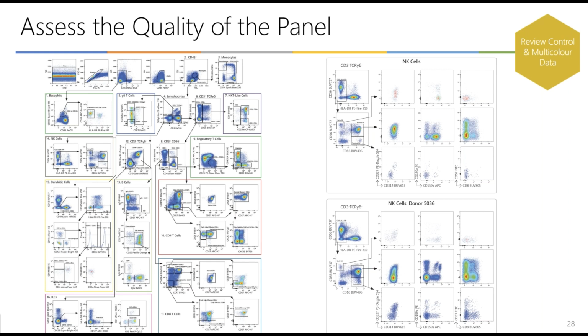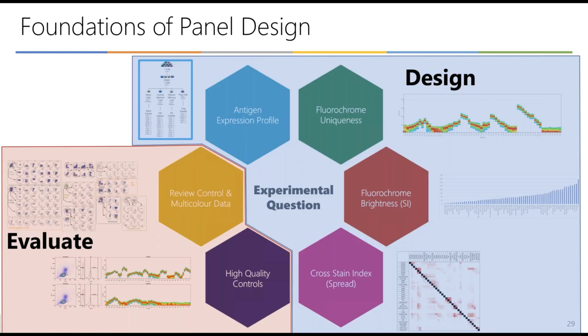Always go through methodically. So to briefly recap, the segment in blue is all in silico, and the segment in red is what you're going to do in the lab. However, you may find that it is necessary to loop back from panel evaluation into panel design several times in order to get the very best panel with the highest quality data.